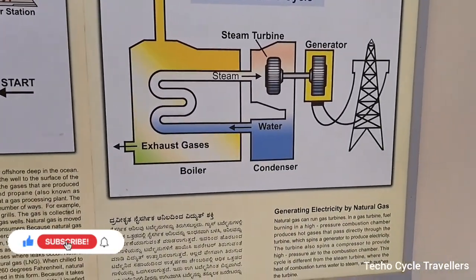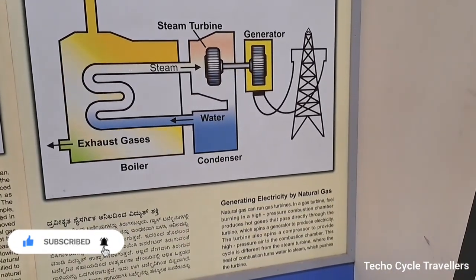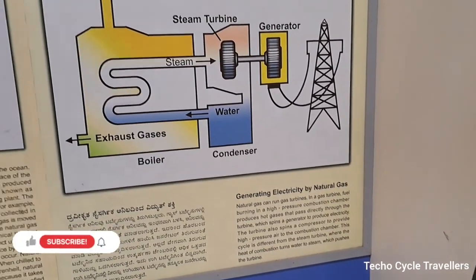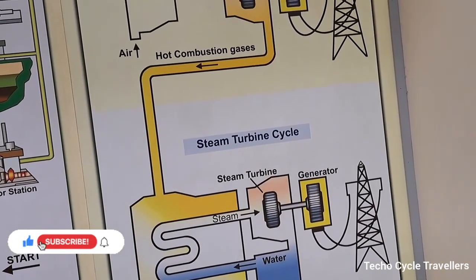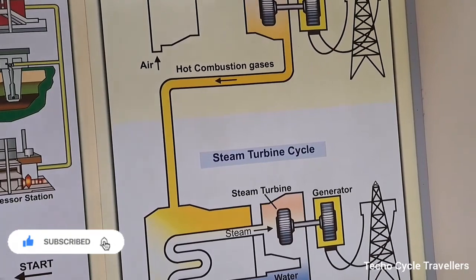Exhaust gas, boiler, condenser, water, steam turbine, generator. First, combustion gas turbine generator, combustion chamber, fuel, air, compressor.